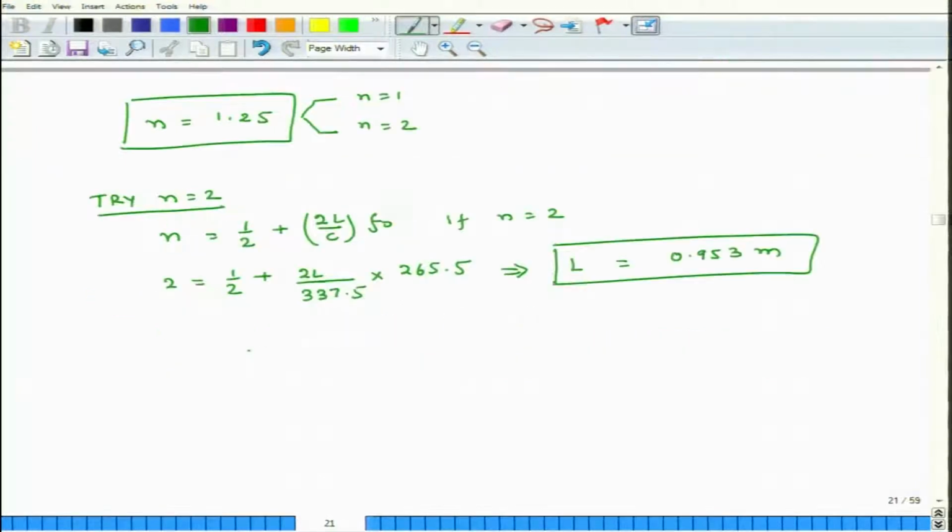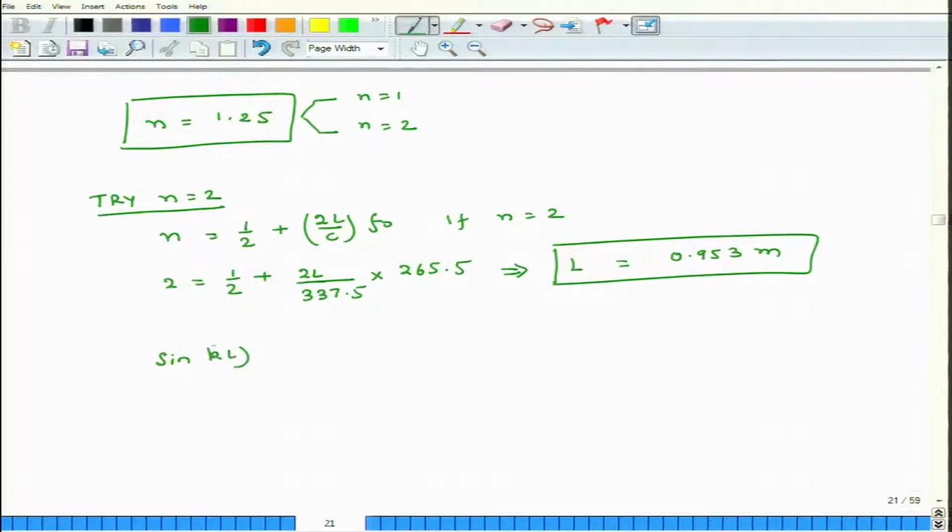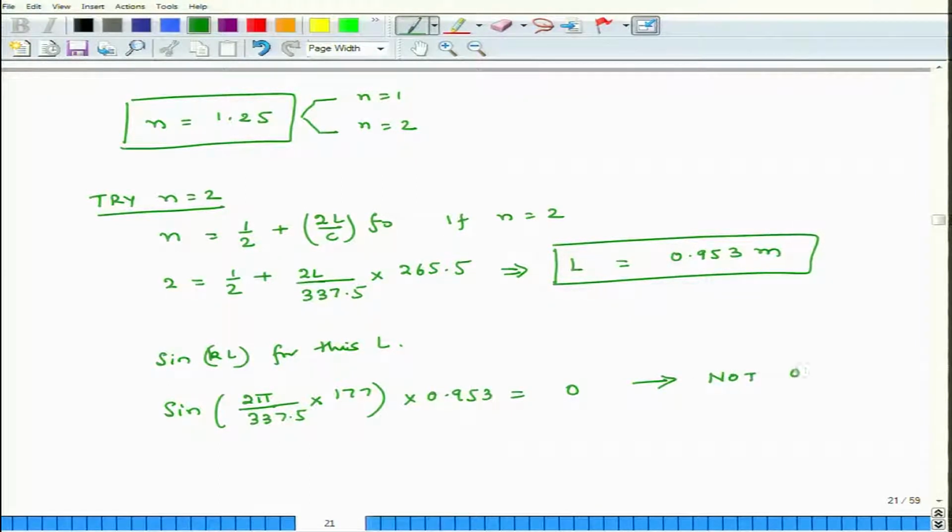Now, for this L, we should have maximum value of transmission loss, which means that KL should be either pi by 2 or 3 pi by 2 and so on and so forth. So, let us calculate sin KL for this L. K is 2 pi by lambda, which is 2 pi into 177 divided by 337.5. So, this into 0.953 comes out to be 0. So, obviously, this is not okay. We are not happy with this solution.